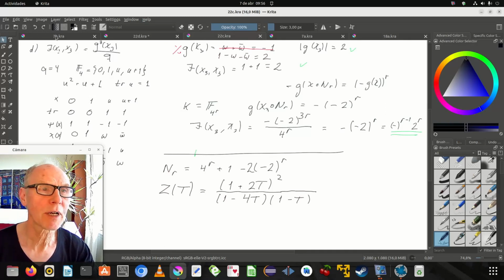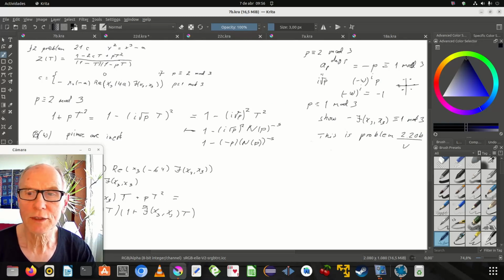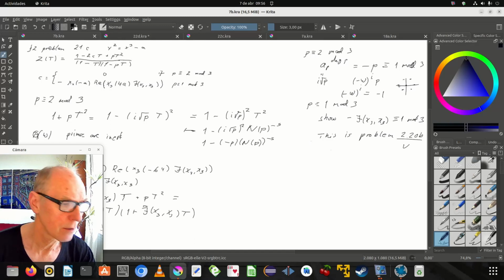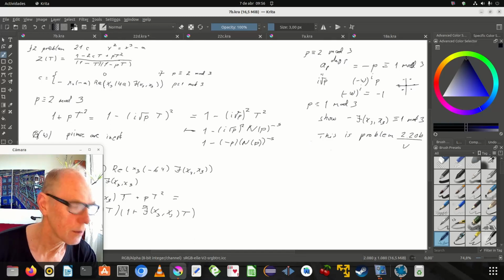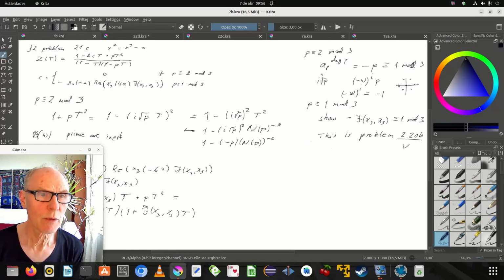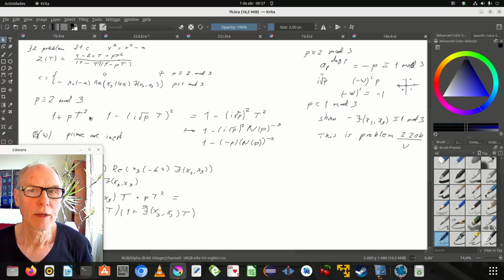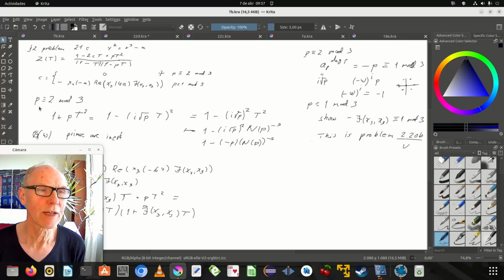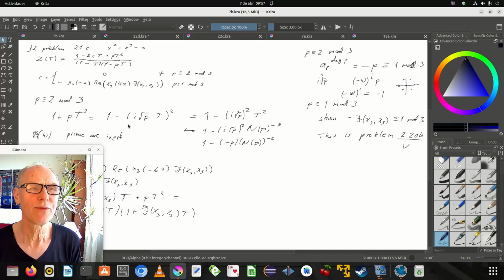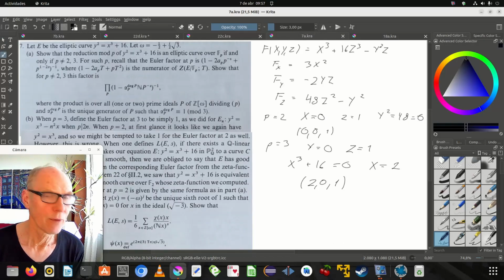So let's get back to the problem now. Yeah, that's where we are, and that's exactly what we have here. Now there is a question why we should work with that in the case p equals 2, but then not try to find it when p equals 3.